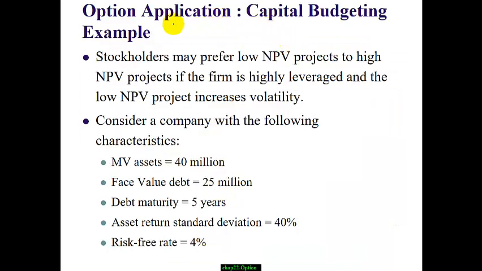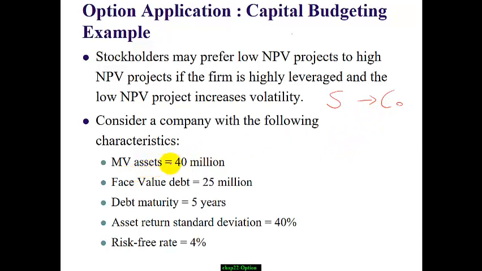Another application of options in a corporate finance setting is the capital budgeting example. Suppose you have a project with low NPV and a project with high NPV, and they may differ in terms of risk. Then which one will bring in more money to equity holders? So again, we treat stockholder value as an option call price. We have to figure out 5 inputs and use the Black-Scholes model to figure it out.